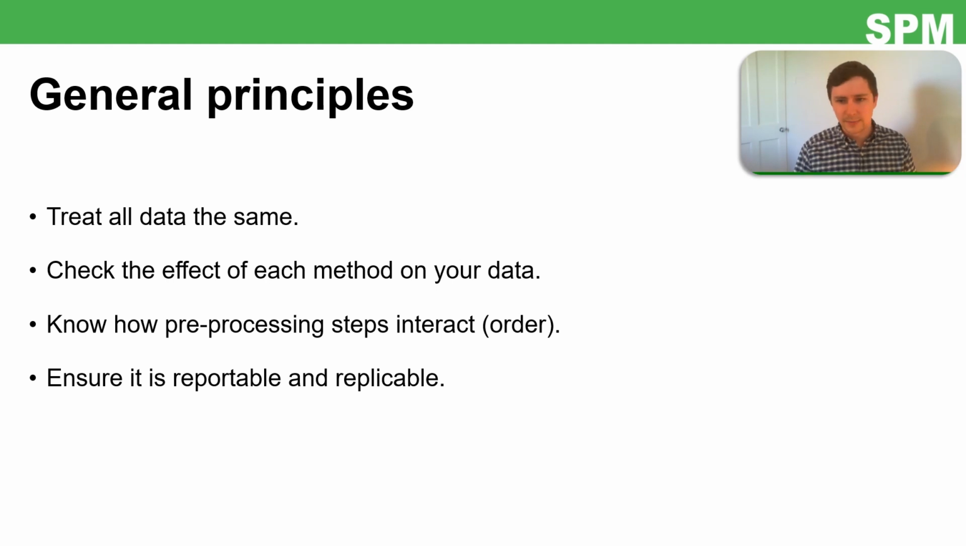And I put the part about making sure that it's replicable as well. That's particularly important for manual steps. You'll want to make sure that you're able to sufficiently describe what you did. Don't just say you visually inspected, or ideally don't just say you visually inspected bad trials. Try and say what you used to determine a bad trial, if you can, for example.